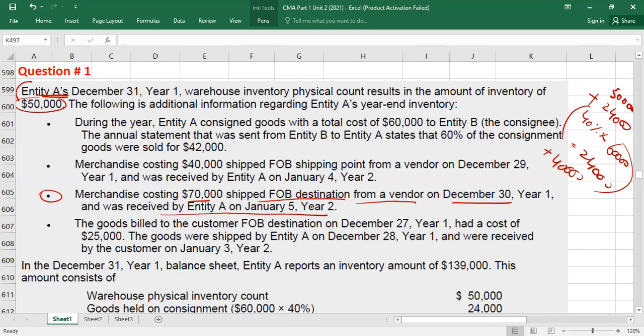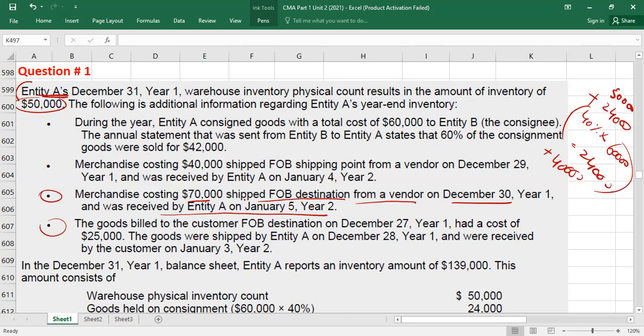It means at the end of the year we didn't receive. It is not our inventory because risk and rewards are not transferred to us. Right or wrong? So we will not take it into account. Simply ignore this, because it is a supplier's inventory and we are a customer here. So ignore this transaction.